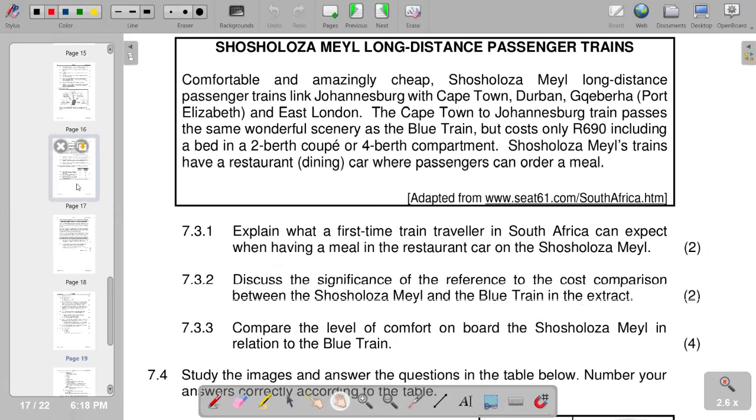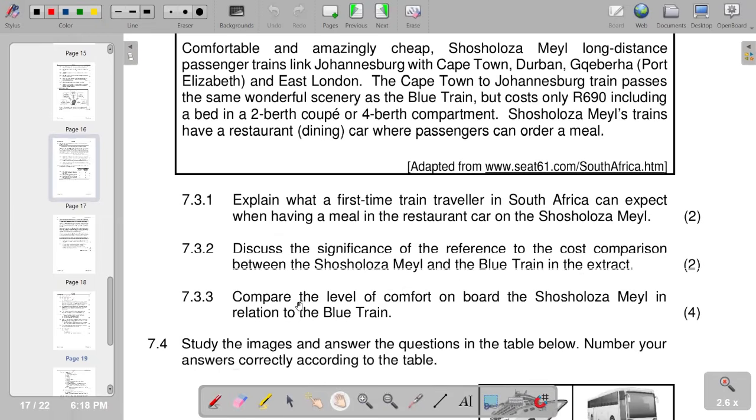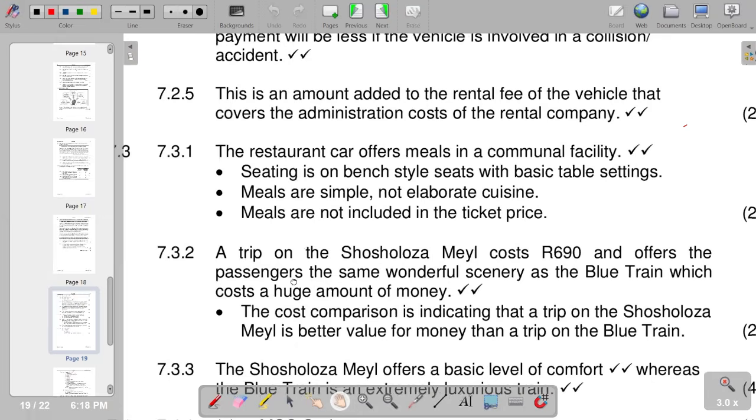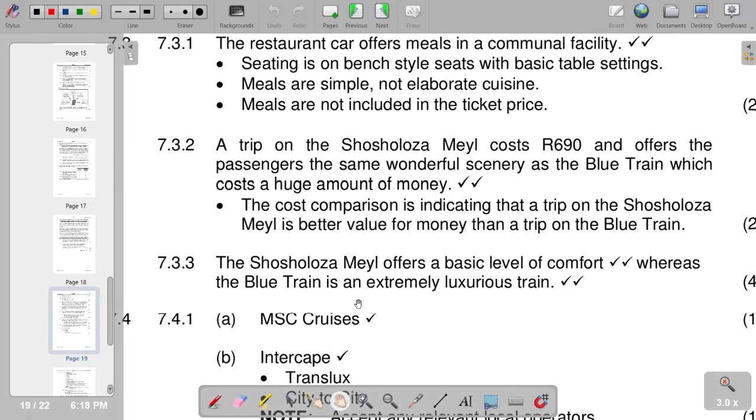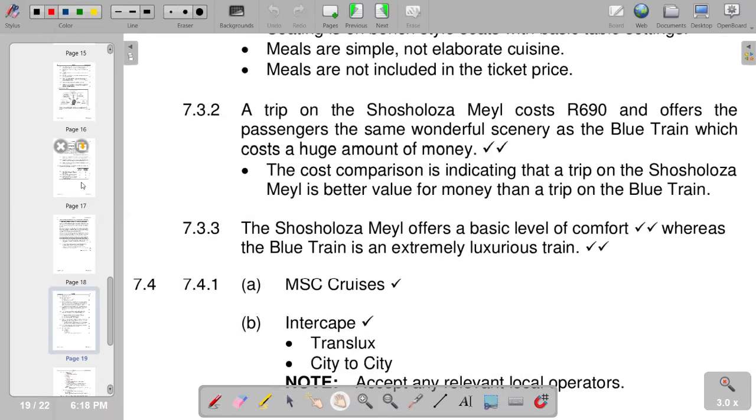So we move on to our next part, 7.3.3. Compare the level of comfort on board the Shosholoza Meyl in relation to the Blue Train. Again, we have our response whereby the Shosholoza Meyl offers a basic level of comfort, whereas the Blue Train is an extremely luxurious train. So this is what we have. We move on to 7.4.